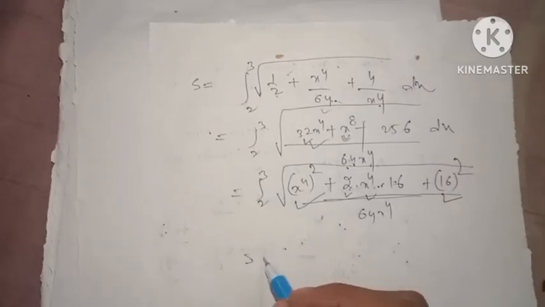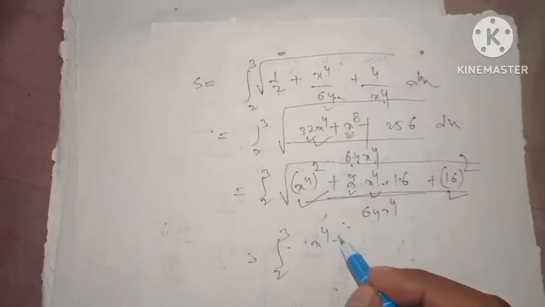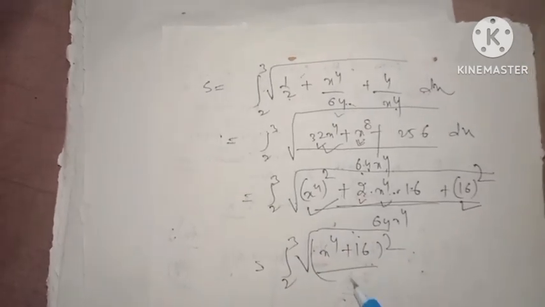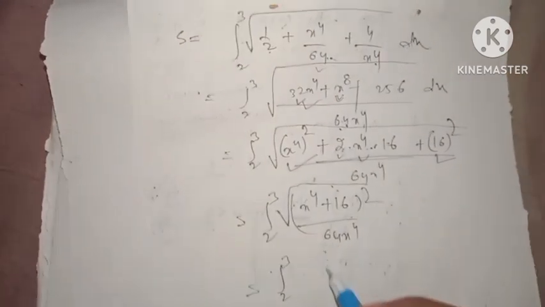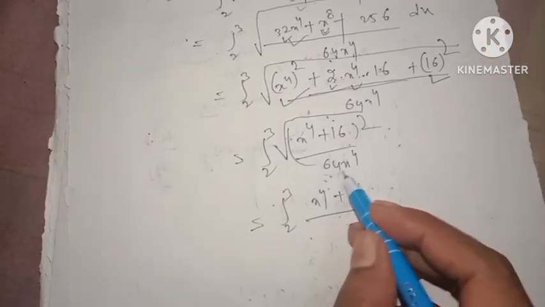So this is the integration from 2 to 3. For (a plus b) whole square, a means x square, b means 16, whole square root over by 64 x square. So this is from 2 to 3. So x square, root and square will cancel, 64. What is the 64 root?